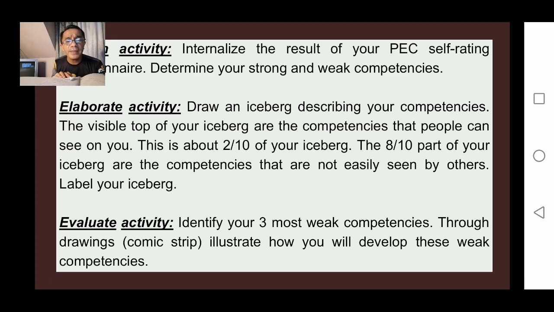Yun yung gagawin sa elaborate activity. And then, under the evaluate activity, identify your 3 most weak competencies through drawings. So, gagawa kayo ng comic strip, illustrate how you will develop this weak competencies. Okay? So, identify 3. Again, from the 10 PECs, identify 3. And then, draw. Then, illustrate how you will develop your weak competencies.